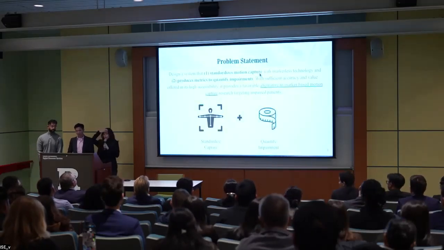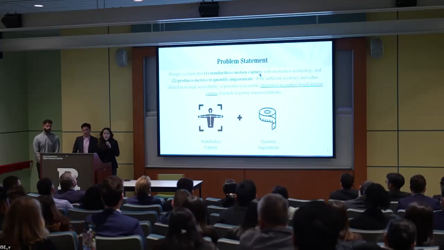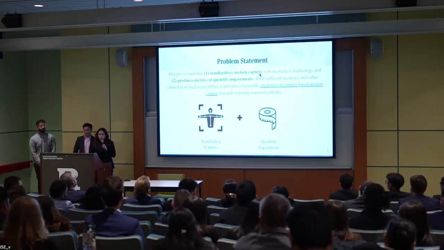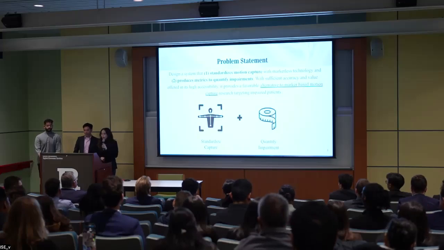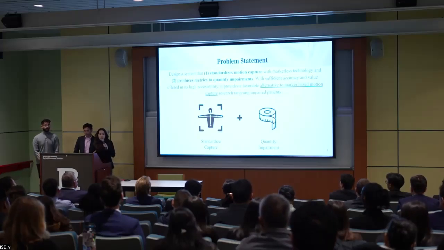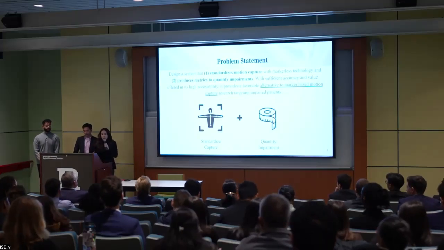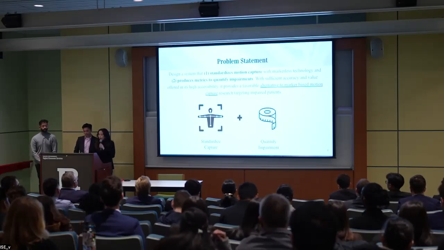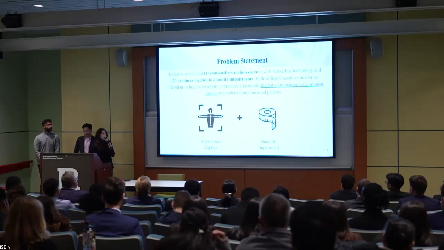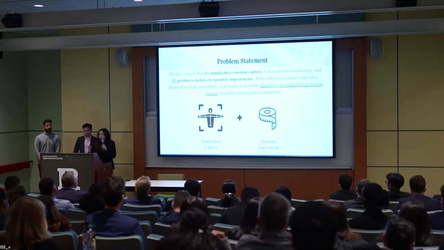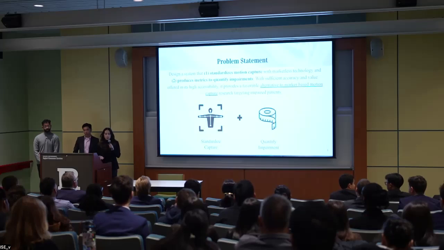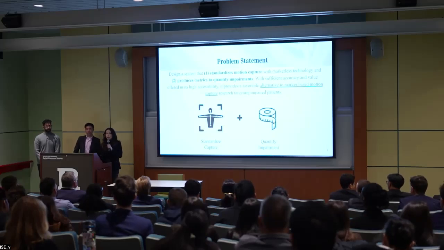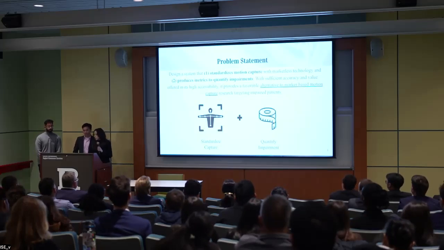So what we did is we set out to design a system that standardizes motion capture with markerless technology and also produces metrics to quantify impairment. We wanted to find that middle ground between accuracy and accessibility, to develop a product with sufficient accuracy that, paired with the value offered in its high affordability and accessibility, provided a favorable alternative to traditional marker-based motion capture for impairments.